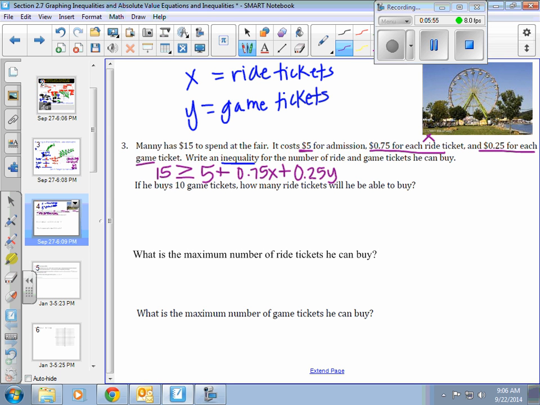So there's our inequality, but it looks a little messy, so let's put it into slope-intercept form. The first thing I would do is subtract y to the other side, so I'd have negative 0.25y is greater than or equal to, and I'm going to subtract this 15 to this side, so 5 minus 15 gives me negative 10. Negative 10 plus 0.75x. And from this point, I need to divide everything by negative 0.25.